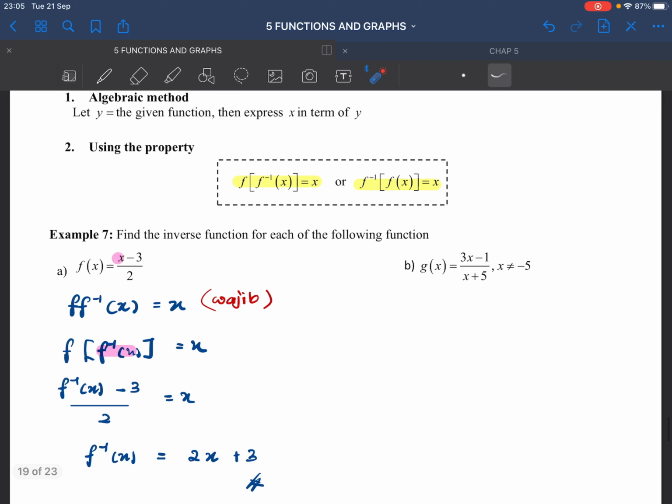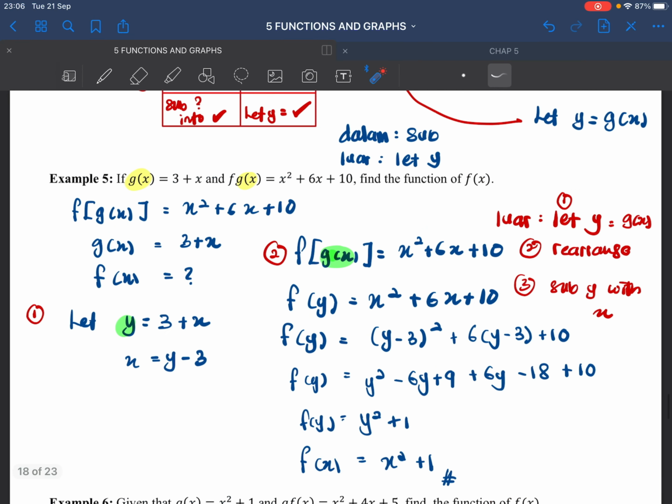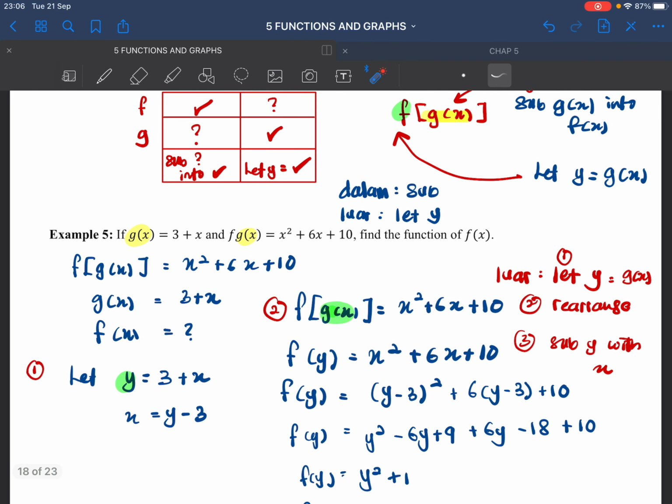So kalau kita tengok kat sini, kita pakai f inverse x kan. So maksudnya kamu nak cari yang dalam. So kalau kita nak cari dalam, kita buat apa? Kita substitute, ataupun kita let, kita substitute. So konsep yang sama sebenarnya. Okay, so kalau dalam, kita substitute kan.